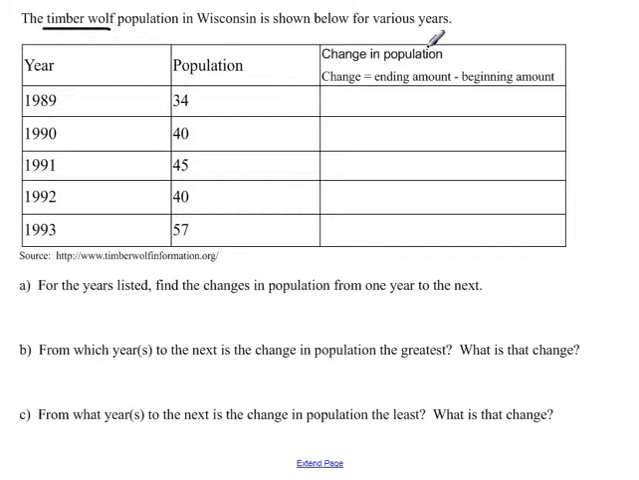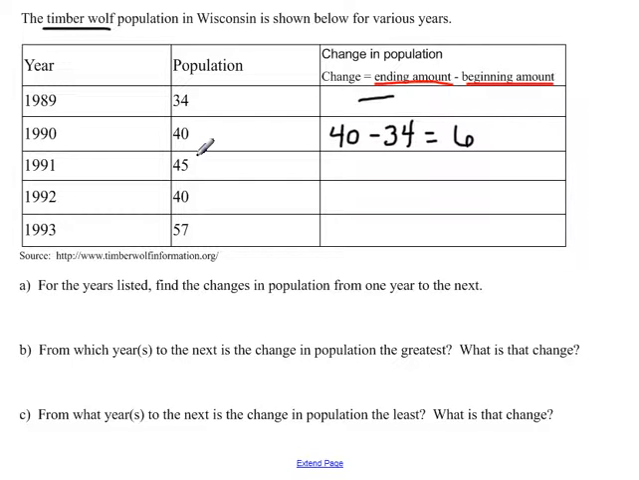So if we think about the change in population, notice that up here I've just made a little note about what change means. So change is the ending amount minus the beginning amount. So let's see what we've got here. Well, in 1989, because we don't know the previous year's population, we're not really able to talk about a change that year because this is the first year that we have, so we won't have any answer for that one. In 1990, well, the population was up at 40, so we can say that the change in the population, the ending population in 1990 was 40, and if we subtract the beginning population, which would have been the population in 1989, that would give us a change of 6.